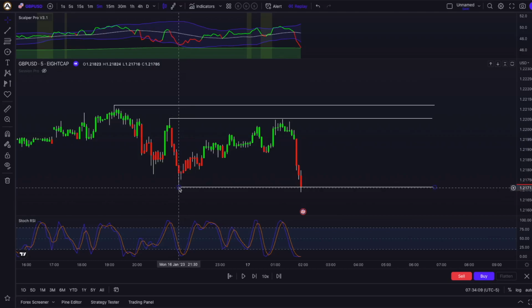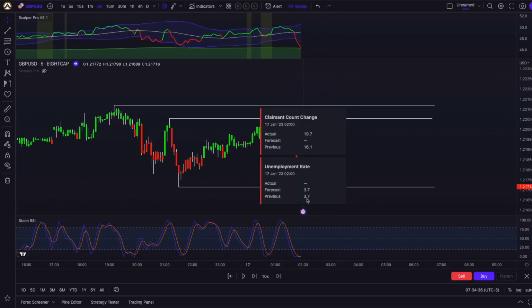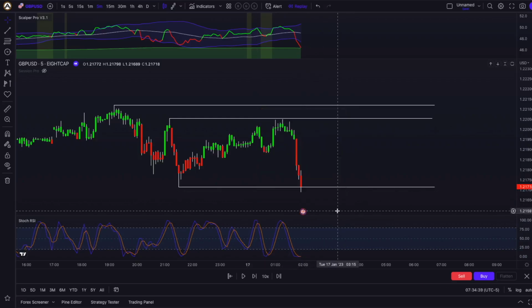Why is it important? Because that's the level where it's very likely, we don't know it for sure, but it's very likely that the most stop losses for Asian traders that trade during the Asian kill zone or Asian session are placed just below this low. We also see that the stochastic RSI is below the 20 level and is already crossing over. And we also see that we have news on the calendar, red news.